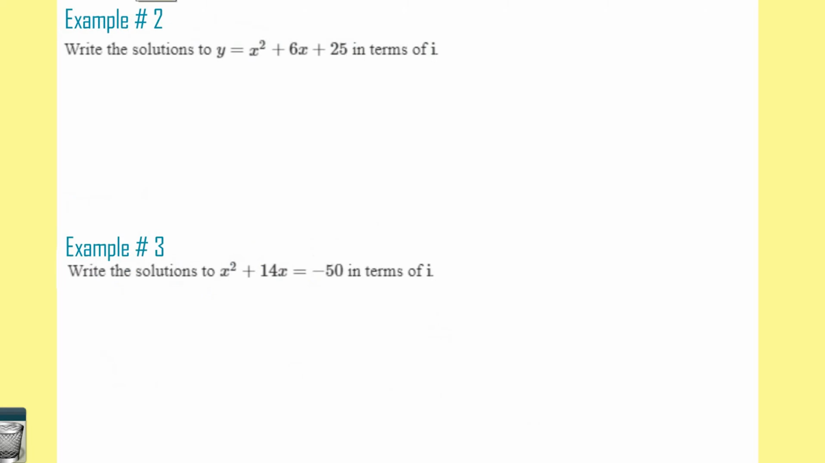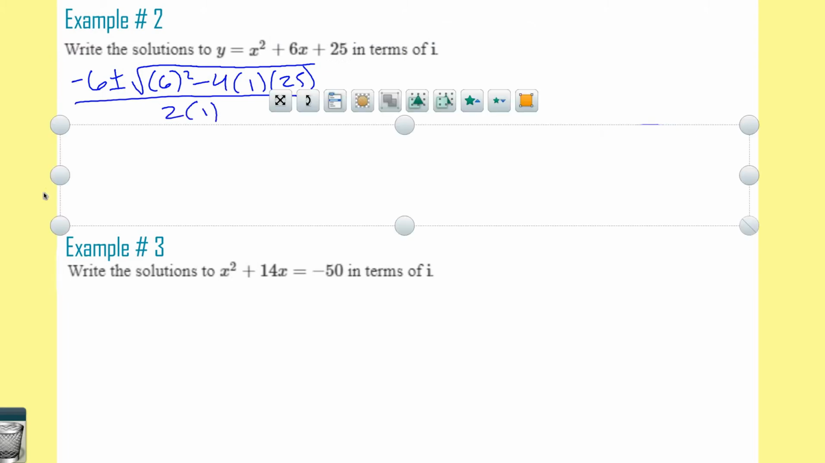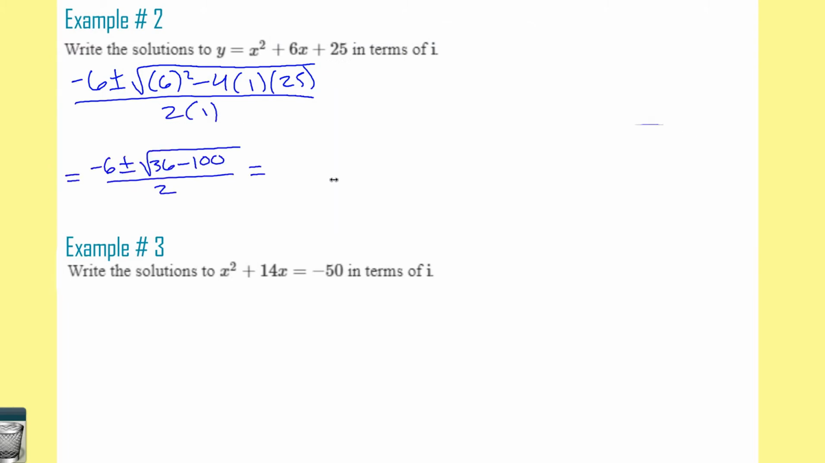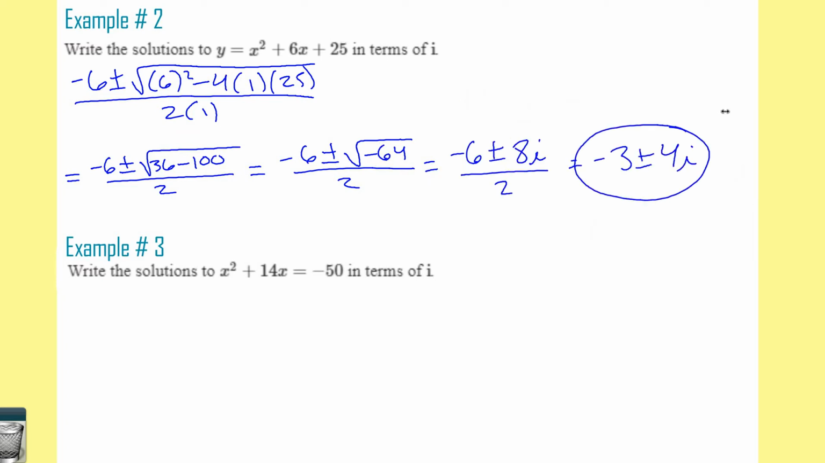All right, example 2 and example 3 was again solving using the quadratic formula. Now, here it says in terms of i, so we get some imaginary numbers. Hopefully you remember what that is. So we plug them in and we solve. Okay, so you get down to the square root of negative 64. The square root of 64 is 8, but the negative means that there's imaginary. So there's your answer there.